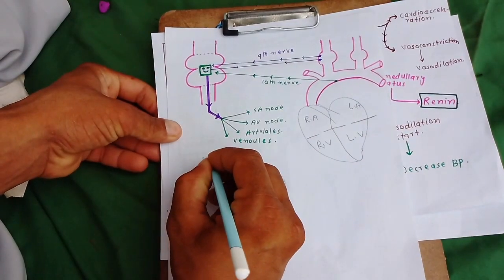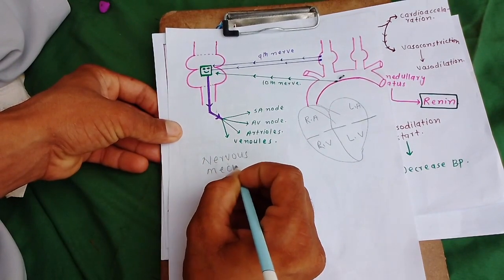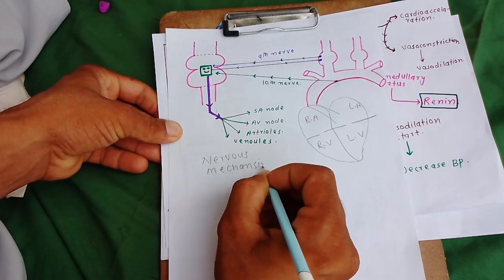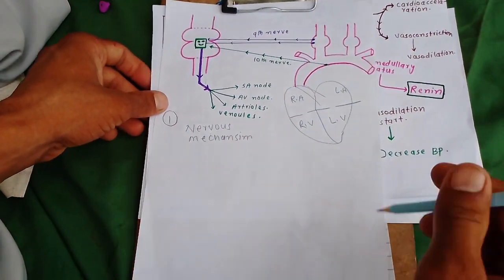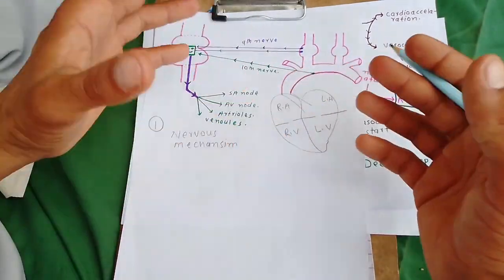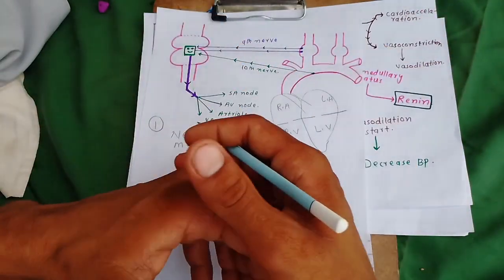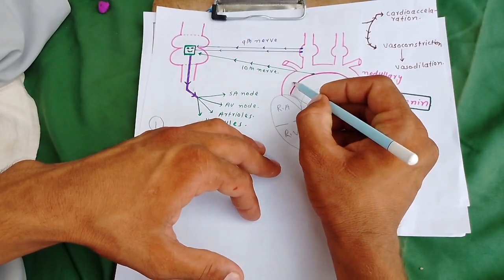Okay, so when the BP becomes high, this is the nervous mechanism. First of all, I explain the nervous mechanism and then the renal mechanism. Suppose the BP becomes high. My blood pressure is suddenly speeding up, suddenly high. And this is the aorta, the aortic arch.